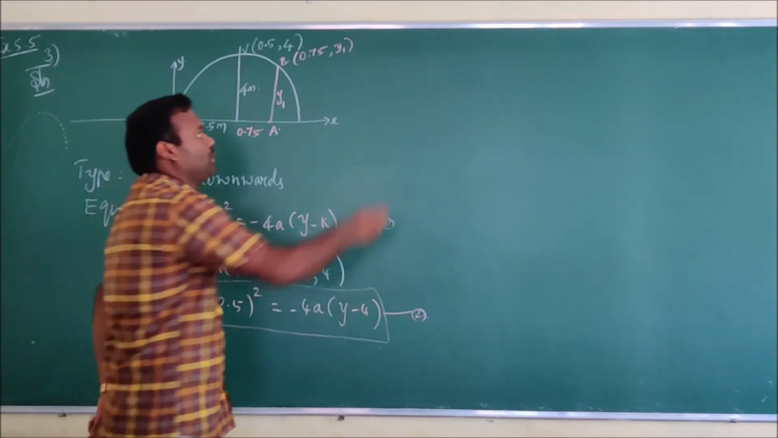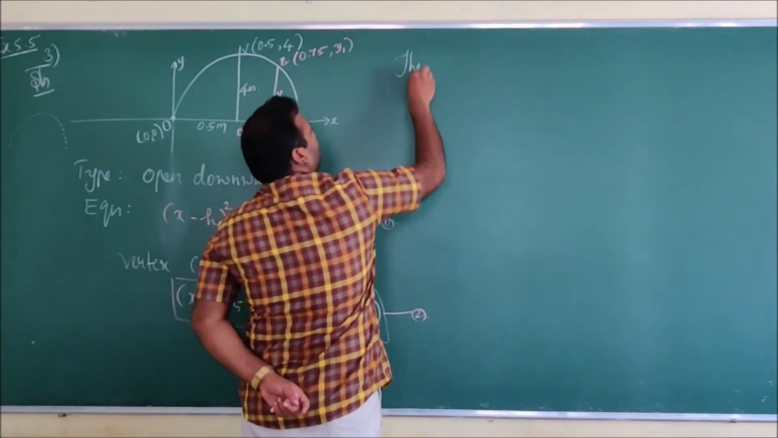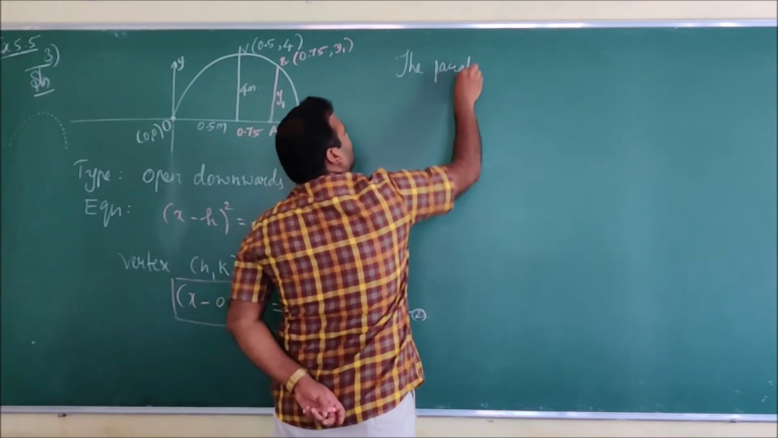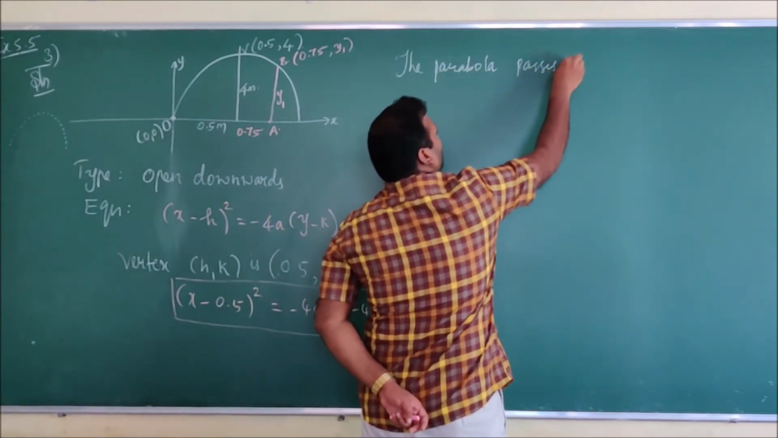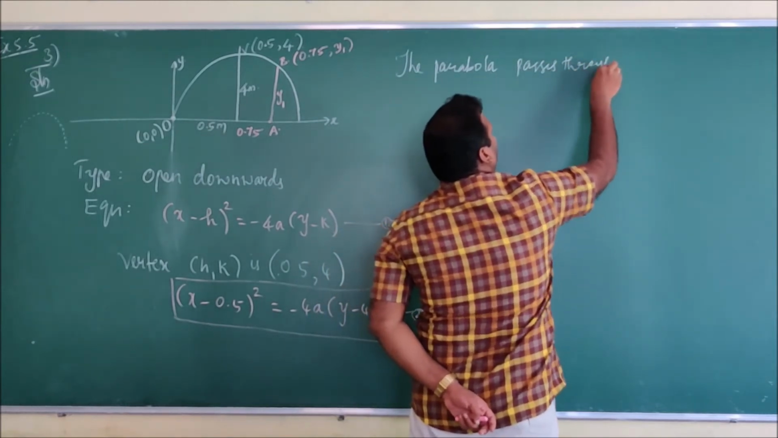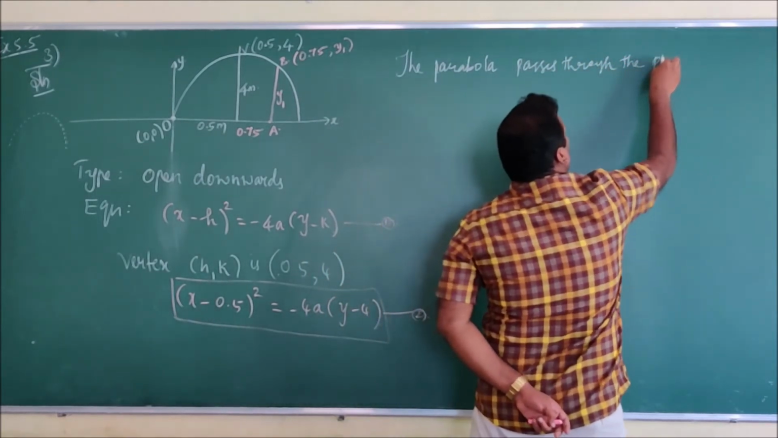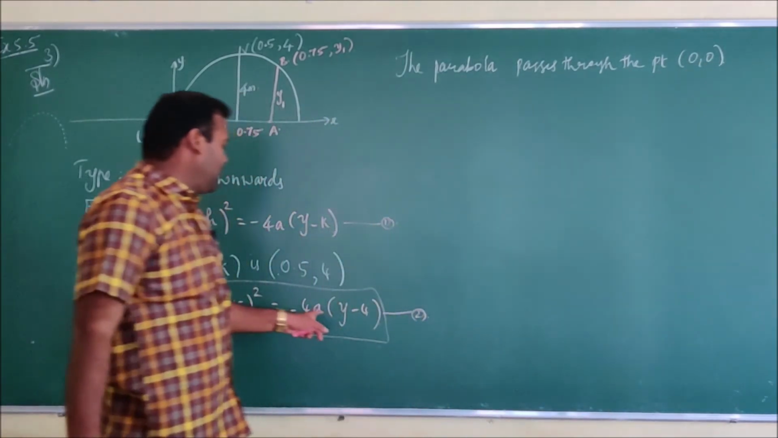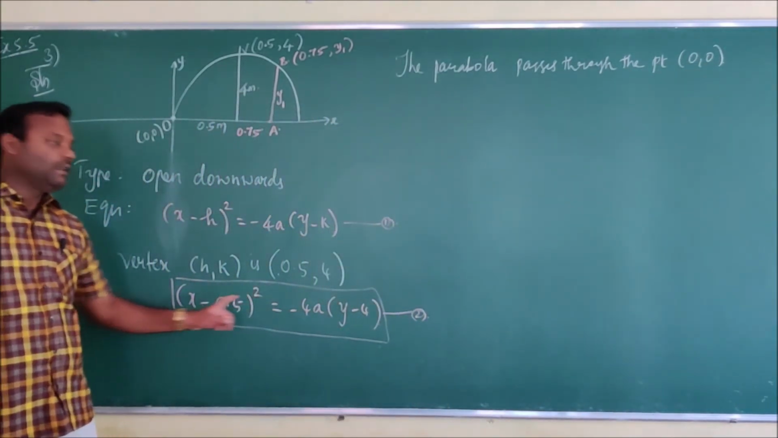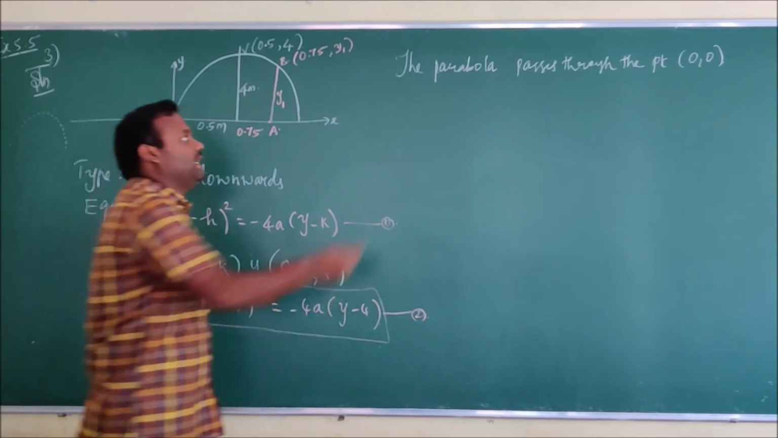So now I am going to write that the parabola passes through the point. What is the point? 0, 0. So now we can substitute x as 0 and y as 0 in the second equation.